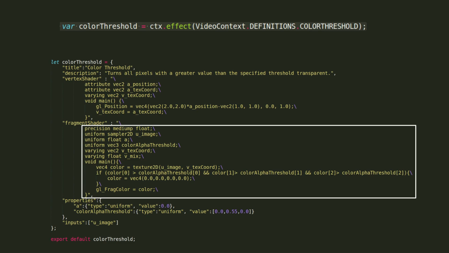An effect definition is a JSON object that contains vertex shader and fragment shader code, along with a few other useful bits and pieces. You don't need to know how to write shaders to use the video context, as it has a number built in, but it does provide quite a nice fun framework for playing around with them.